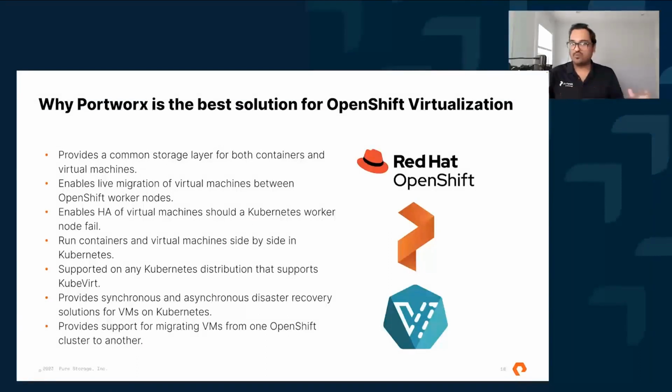As we said, it provides a common storage layer for containers and VMs. So no longer do you need to maintain two different infrastructure stacks. You can just use one single consistent layer when you're talking about running anything on OpenShift.